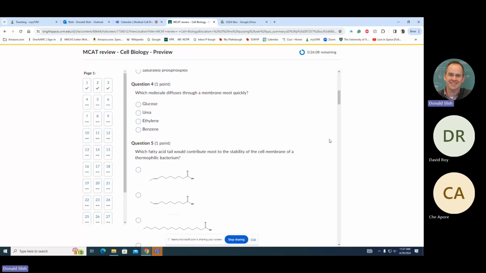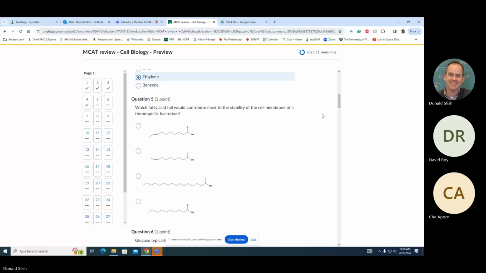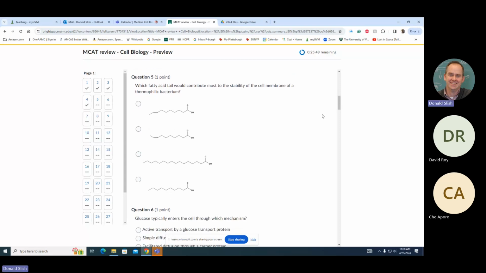Which molecule diffuses through the membrane most quickly? That would be this one, because it's both nonpolar and small. Benzene's nonpolar, but it's bigger than ethylene. So there are always those two things involved, size and polarity. Which fatty acid tail would contribute most to the stability of a cell membrane of a thermophile? Thermophilic means living in a hot situation, so which is going to be most stable in the heat? This long fatty acid tail. And again, here are your unsaturations that are going to make it more fluid.